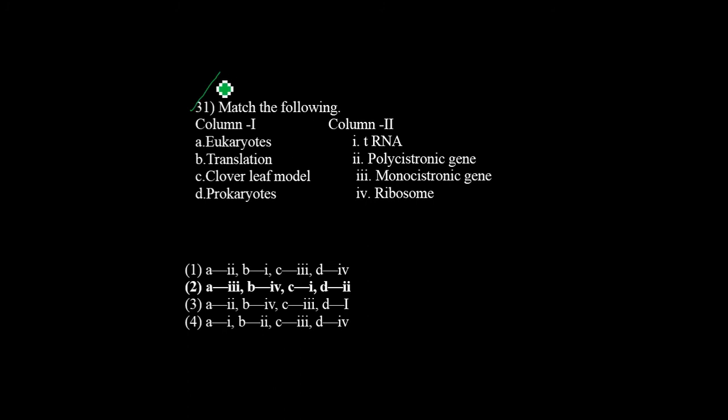Next, question number 31. Match the following. Eukaryotes contain monocistronic gene. Monocistronic gene means the gene which contains only one cistron or only one structural unit. Only one gene, one protein, because of the presence of one cistron. Cistron means it is the functional unit of gene which forms the polypeptide chain.